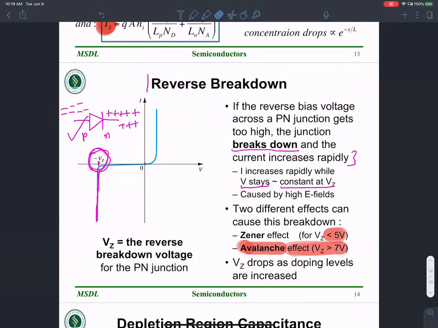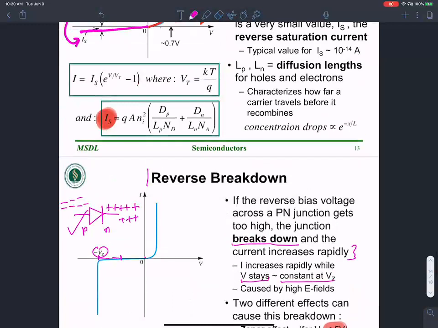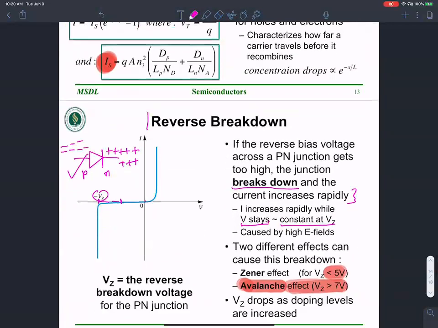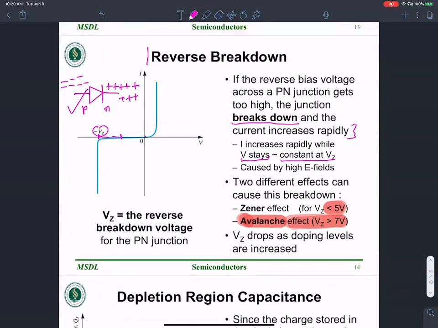VZ drops as doping levels are increased. If I increase the doping concentration, VZ moves closer and closer towards the origin. So the breakdown voltage clearly depends on the dopant concentration. If the dopant concentration is really high, VZ gets closer and closer to the origin.